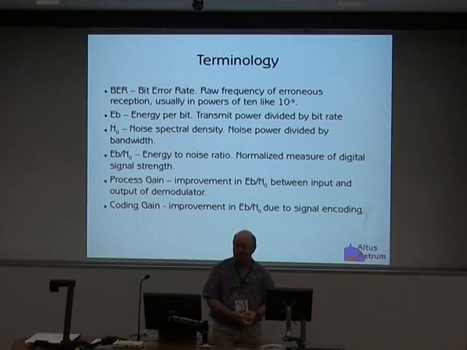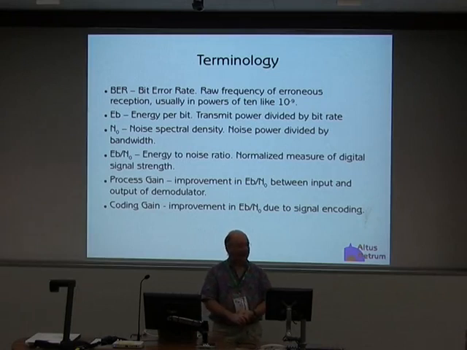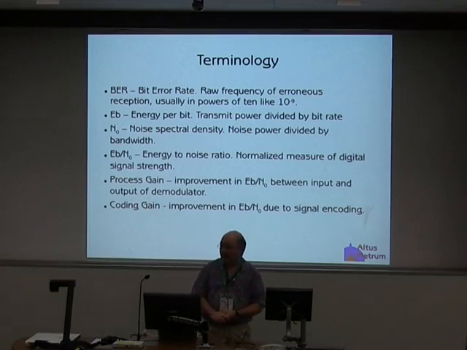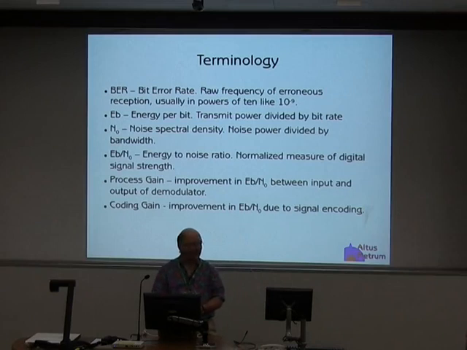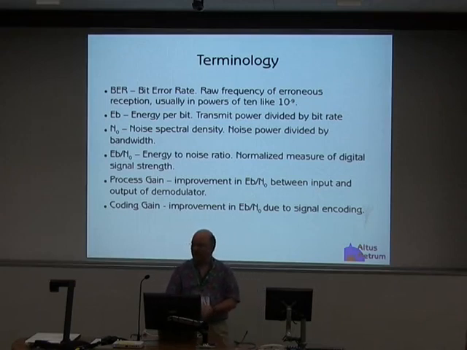There's a few important terms that I'm going to be coming across in my talk. BER, the bit error rate, is the raw frequency of bad data. Usually expressed in magnitudes like 10 to the minus 6th or 10 to the minus 100th bits of error. Uncoded systems that don't use forward error correction like to talk in terms of things like 10 to the minus 1st or 10 to the minus 2nd bit error rates, and that's why we don't use systems without error correction.